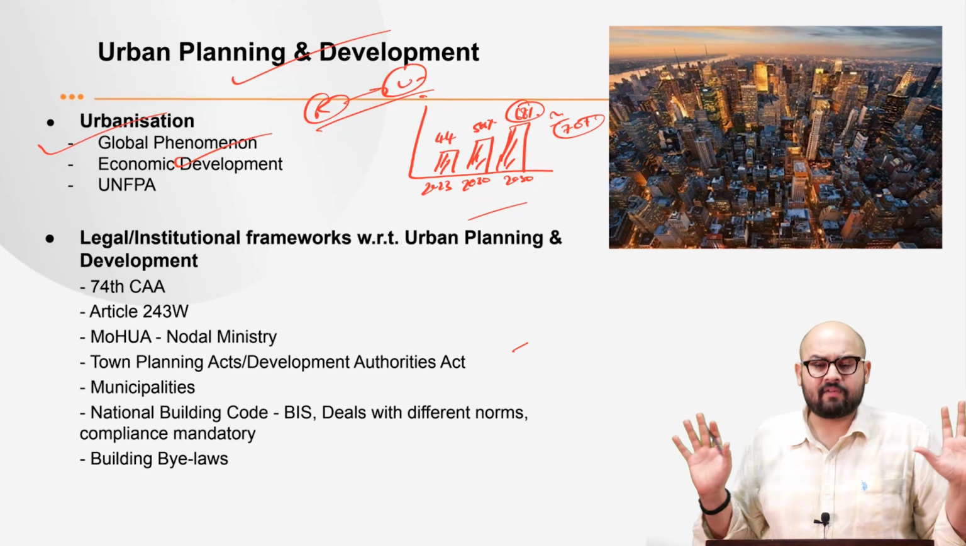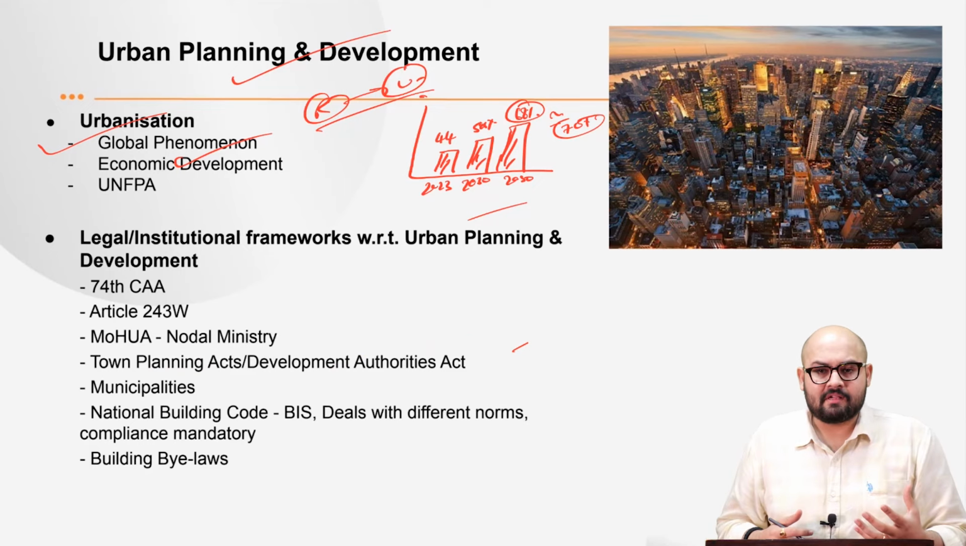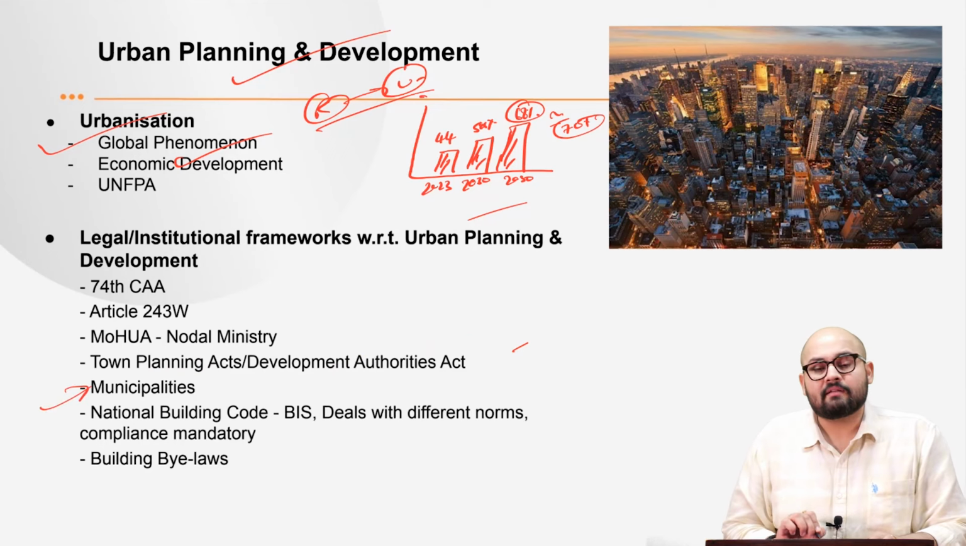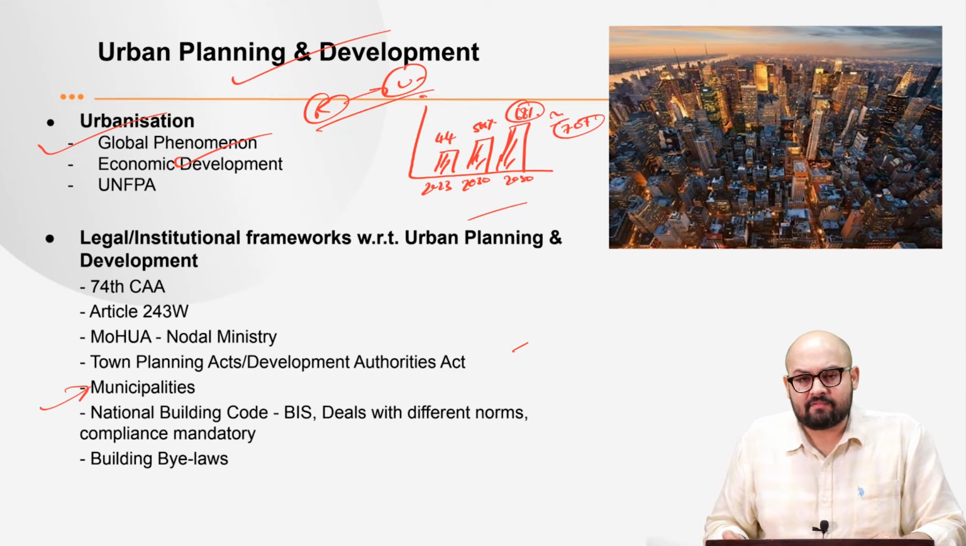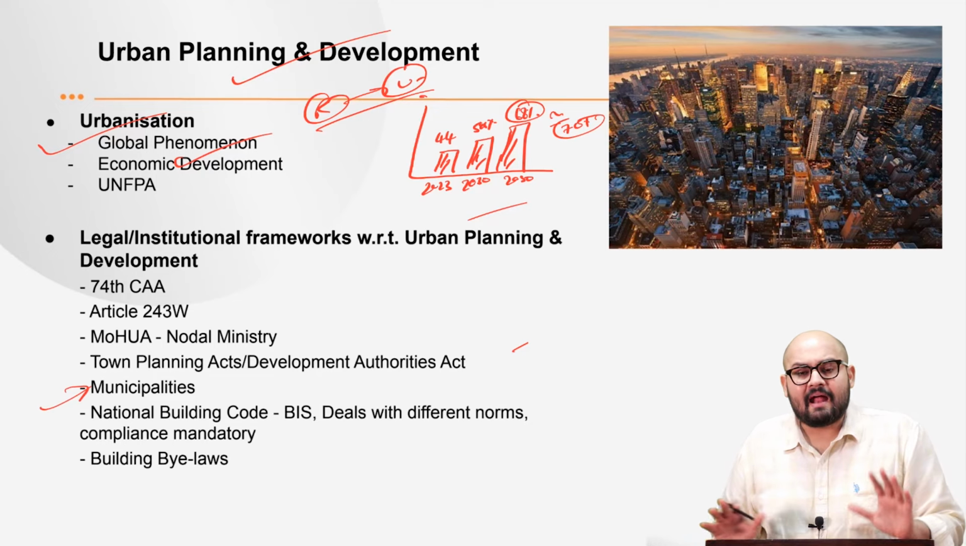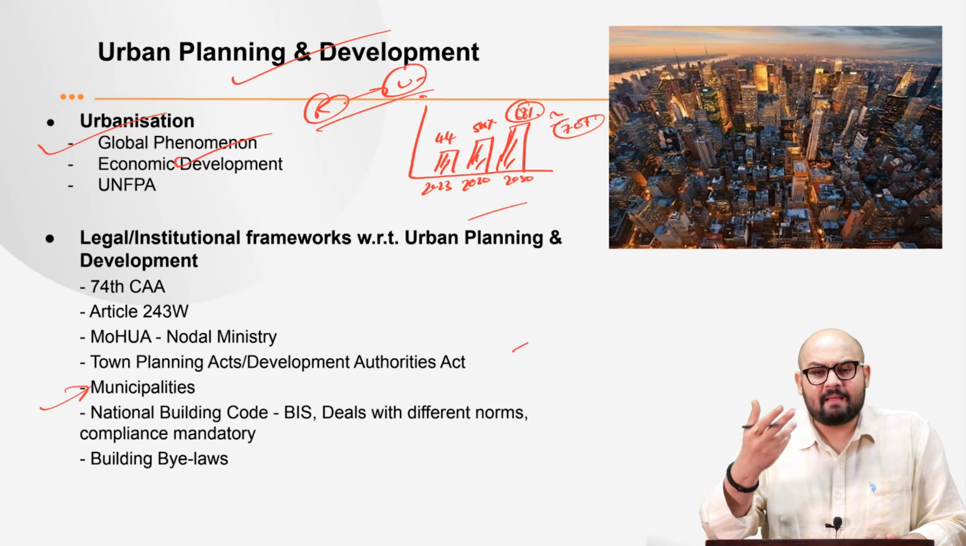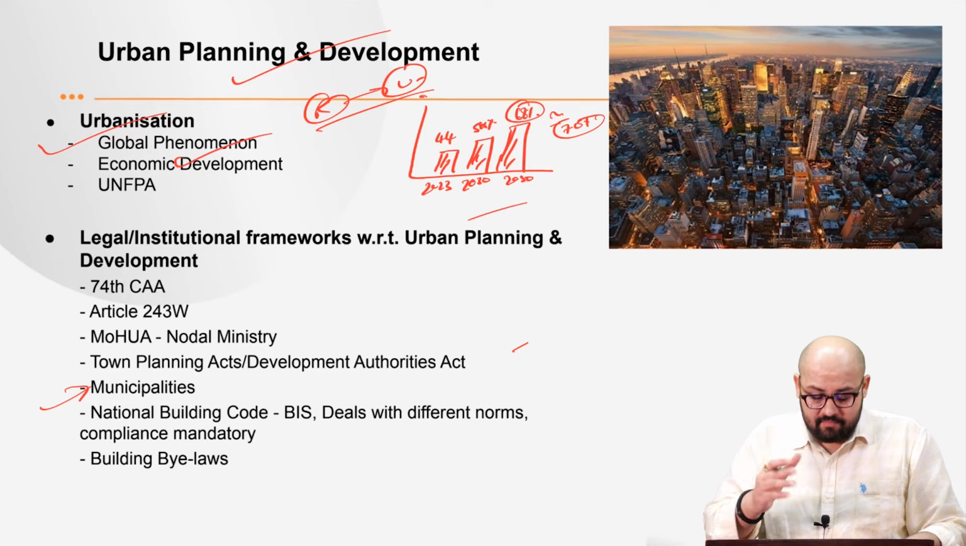Then we have got the municipalities, as we have just seen. Municipalities are at the forefront of implementing all these policies, right? They have direct interactions with the people. So this becomes really important, right? They also have got regulatory powers with them. So municipalities are at the grassroots level, and they implement the policies of different tiers of the government.